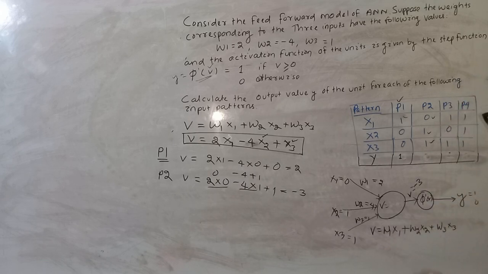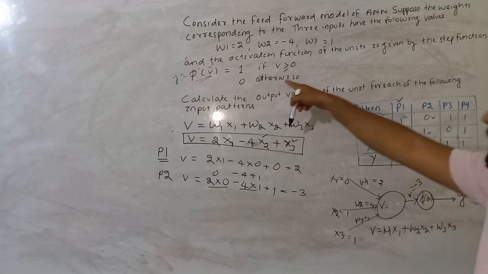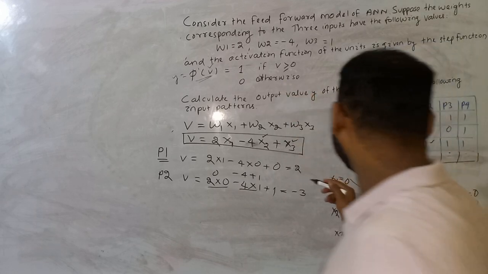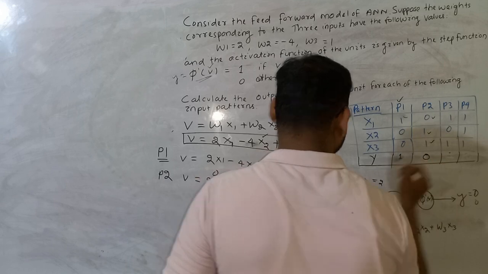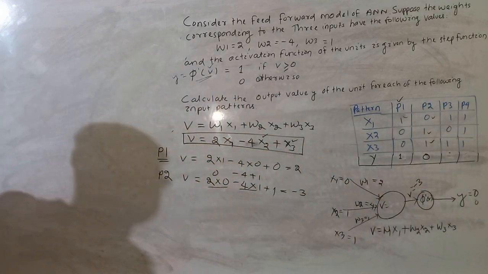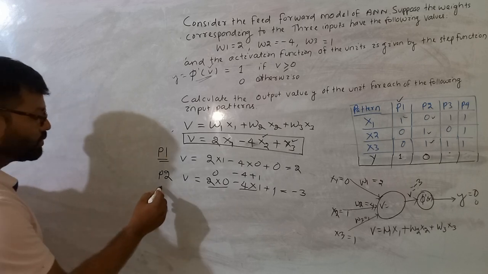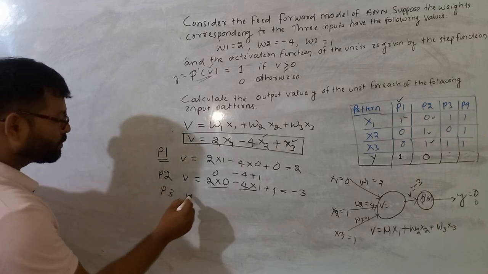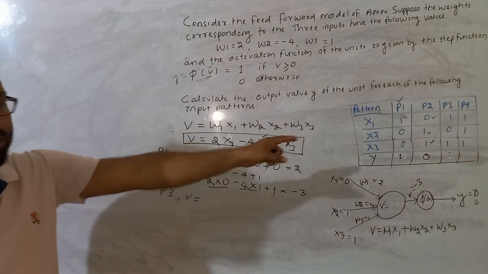If V is equal to minus 3, then what will happen? Then it is going to produce 0 because the value is less than 0. So here I can say my output equal to 0. So this model predicts output equal to 0. Okay, I hope you understand. Now let's go to pattern P3. How to find the value? You first change the inputs.